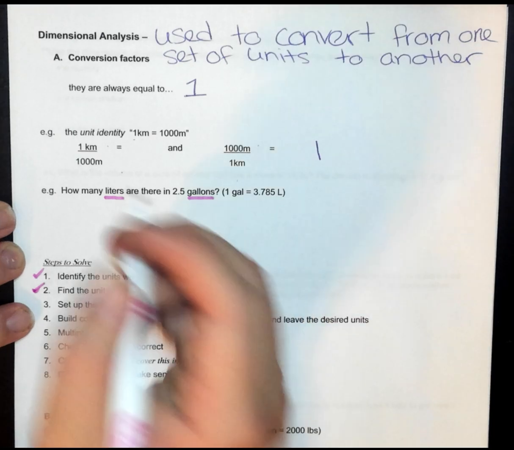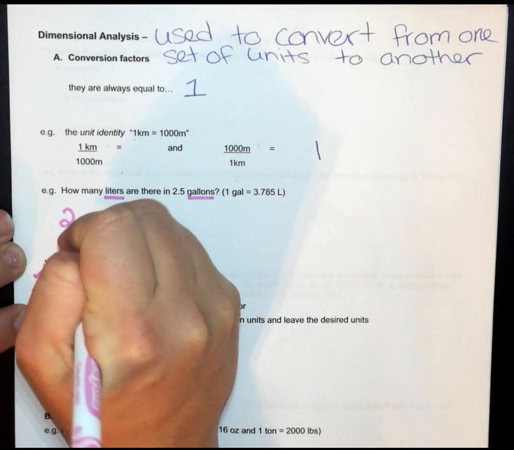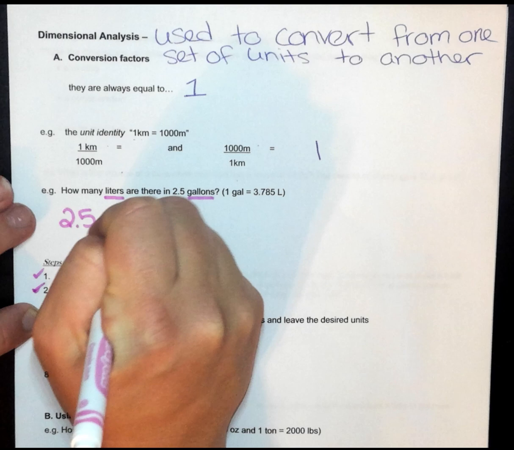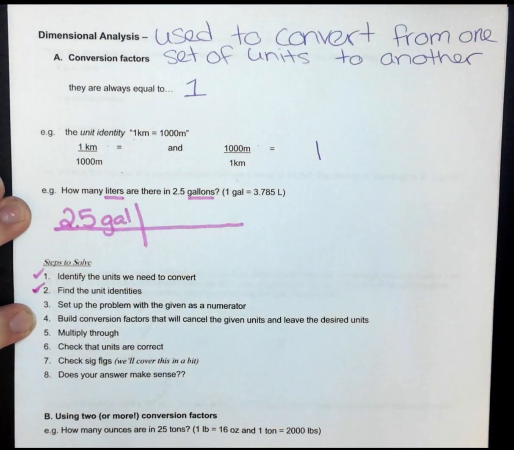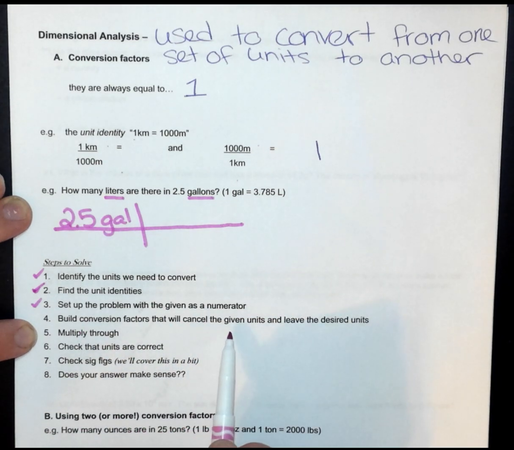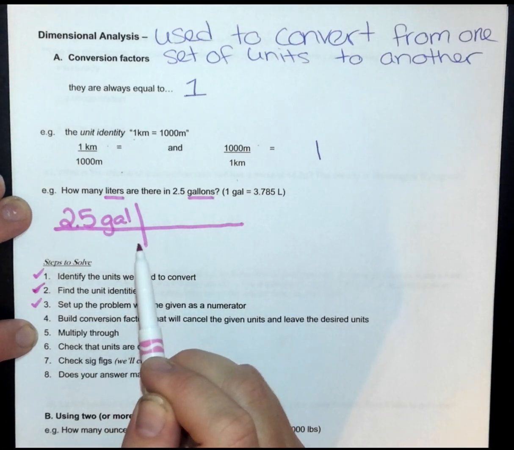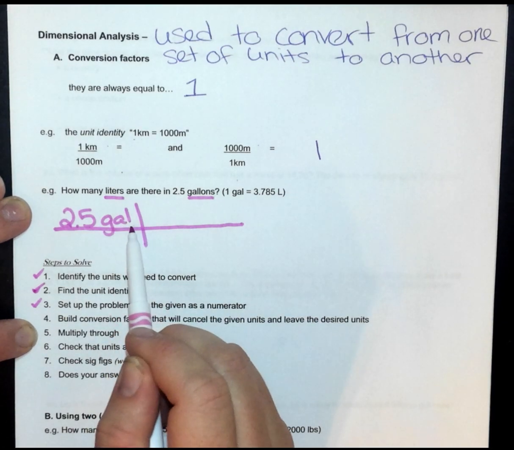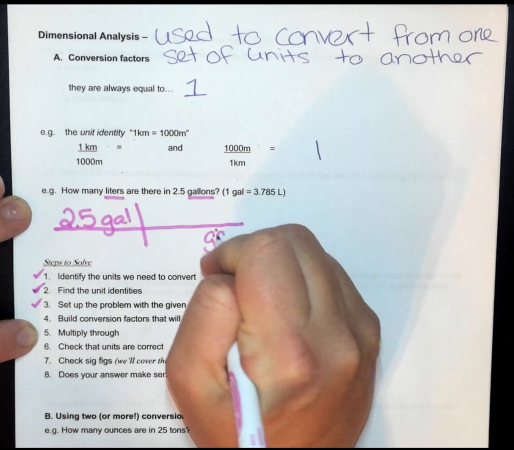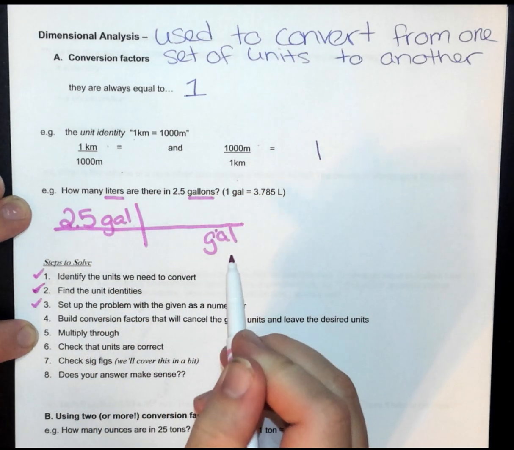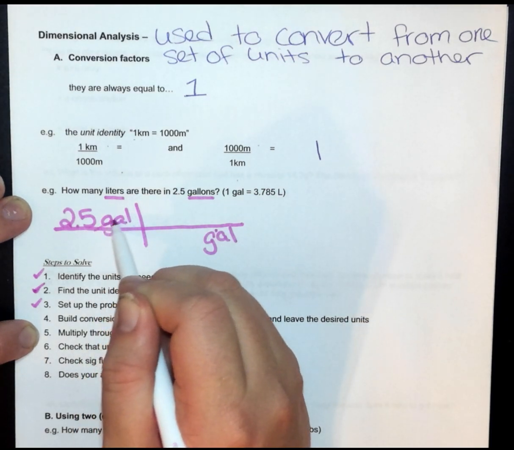So I'm going to take my 2.5 gallons. I'm going to set it up in a nice little table. Build conversion factors that will cancel the given units and leave the desired units. What that is saying is I'm going to take gallons because it's on the top, and I'm going to put gallons on the bottom on this side. If gallons is on the top and gallons is on the bottom, those units are going to be able to cancel.